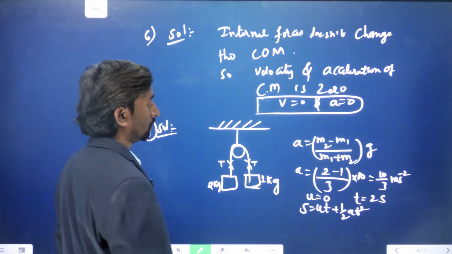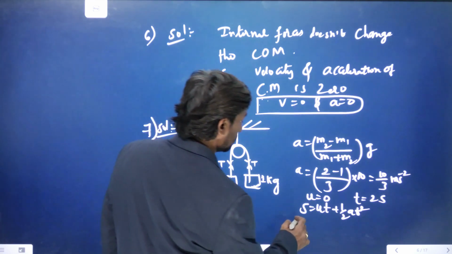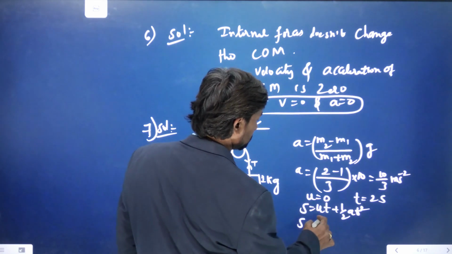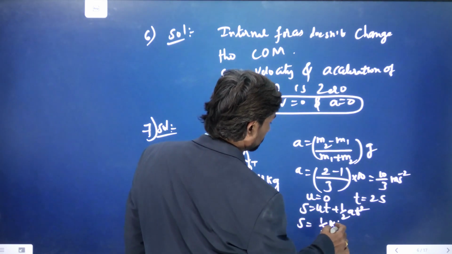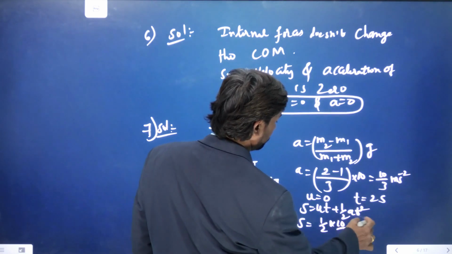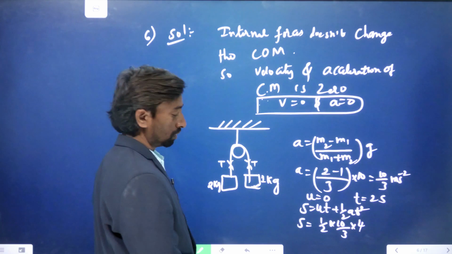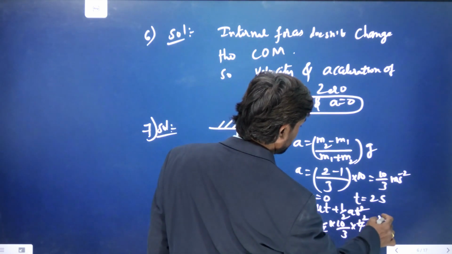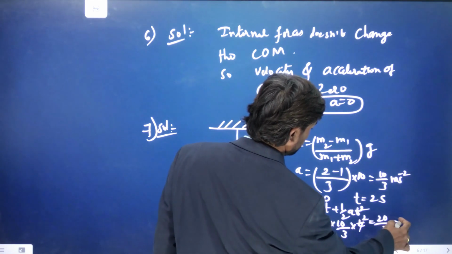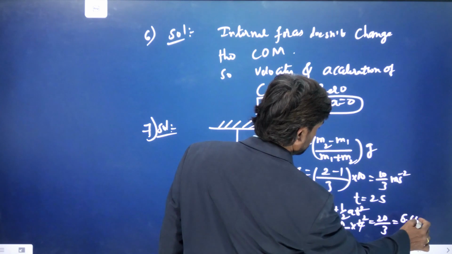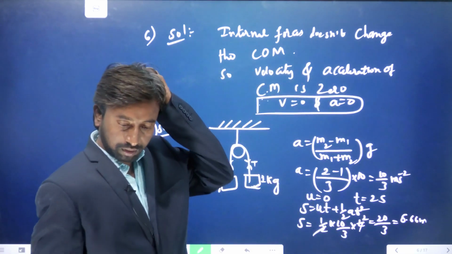Now S is equal to u is 0, so this becomes 0, plus half into a, which is 10 by 3, into t square. T is 2, so 2 square means 4. The 2 and the 2 cancel, so we'll get 20 divided by 3. So we'll get 6.66 meters.